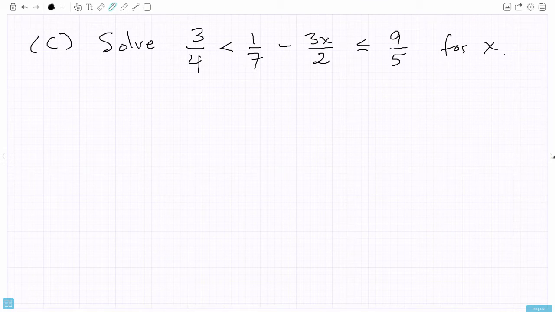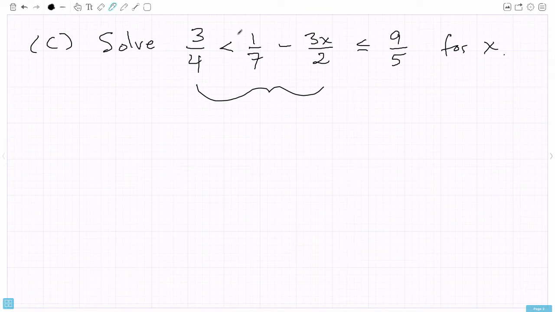Let's move on to question C. That's still part of number 1, and it looks like this. Solve 3/4 less than 1/7 minus 3/2 x less than or equal to 9/5 for x. Okay, essentially you can think of this as if I've got two inequalities.